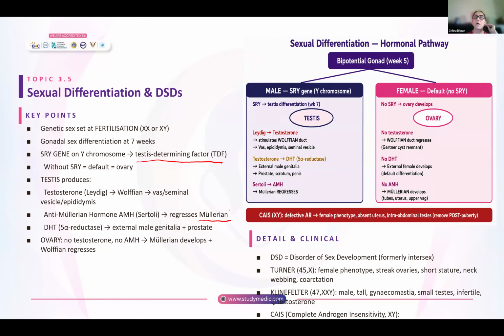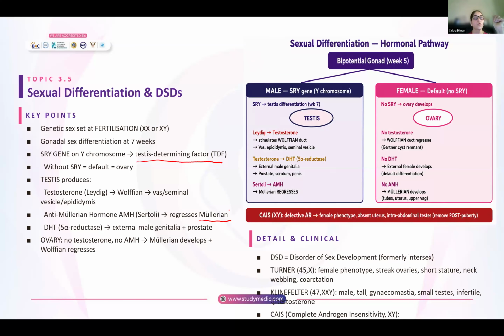Now, you have this enzyme called 5-alpha reductase. This 5-alpha reductase acts on testosterone. Testosterone, as we know, is the inactive form. It has to be converted to dihydrotestosterone, which is the active form of testosterone. Under the influence of DHT, you get development of male external genitalia and development of the prostate.